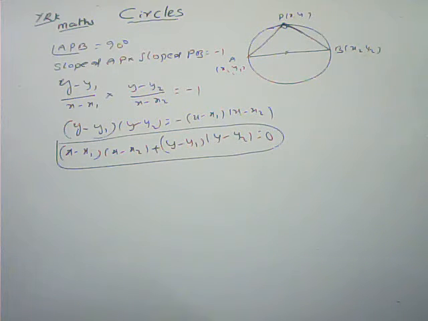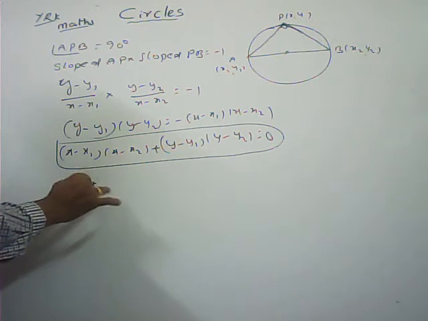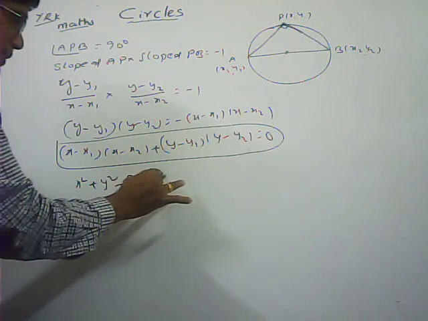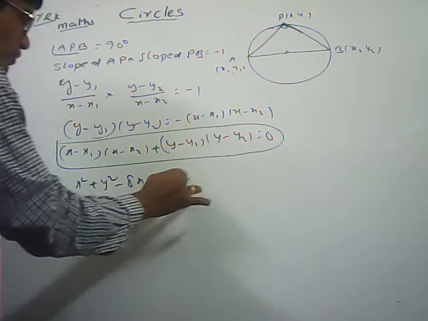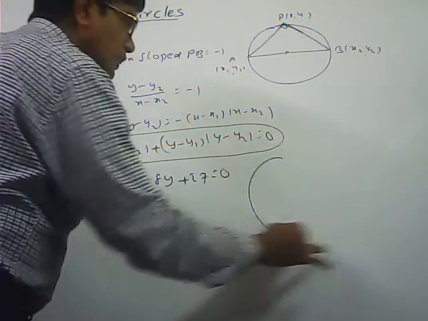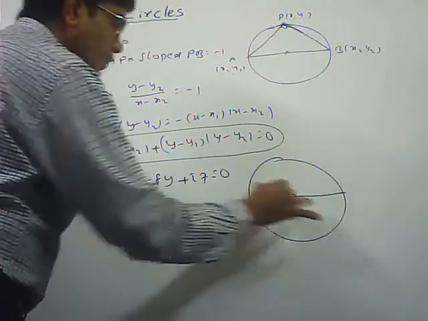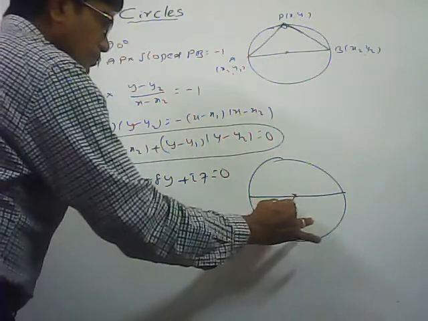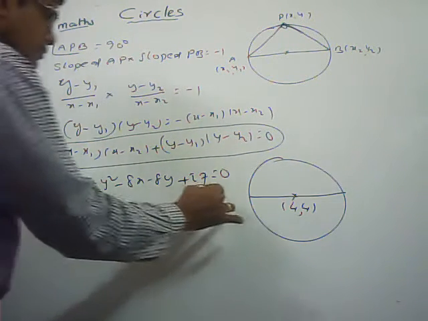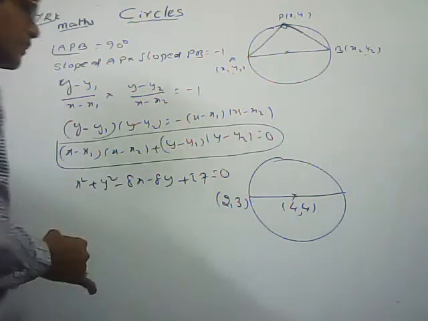Now, find the other end of the diameter of the circle. Here x square plus y square minus 8x minus 8y plus 27 equals 0. This is the equation of the circle given. So what about the center here? Center 4 comma 4. Now one end is given, 2 comma 3. One end of the diameter is given as 2 comma 3.